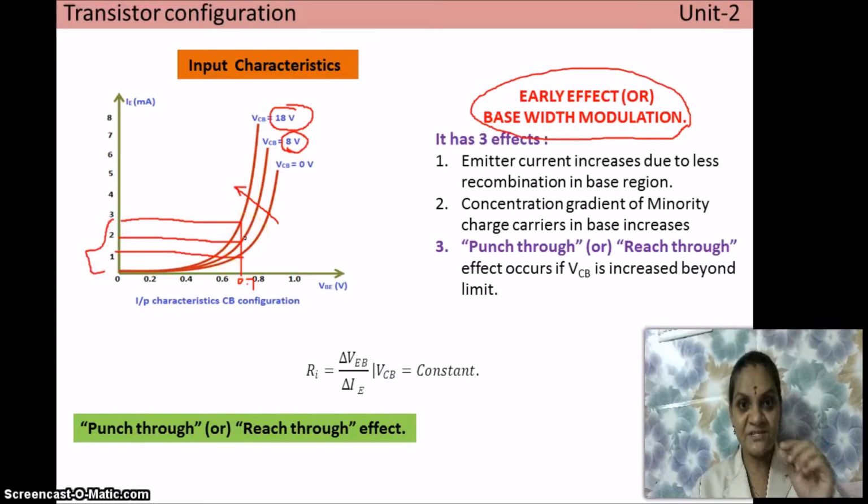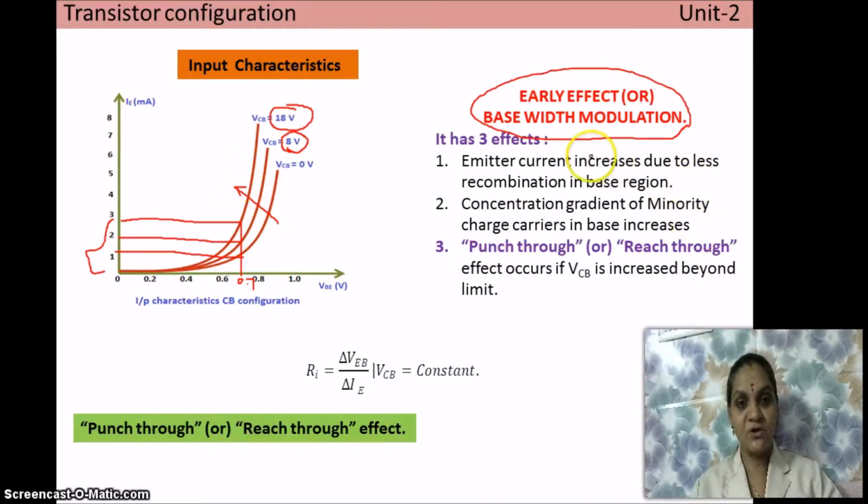So what is the main reason? This is base width modulation. If the reverse bias voltage increases, the effective base width decreases. So out of the electrons emitted from the emitter, only a few recombine within the base region. So more electrons are available from the emitter region now. So this increases the emitter current IE. That's why the curve is shifting in the upward direction.